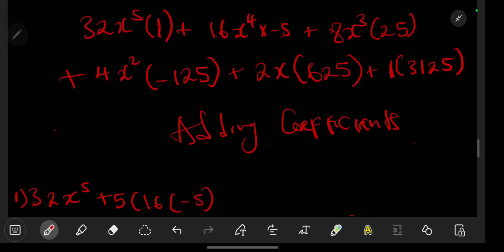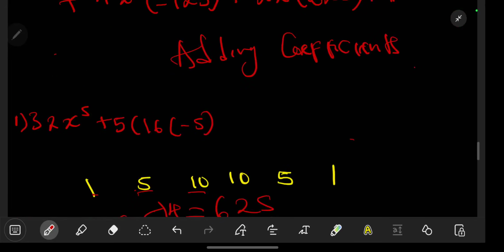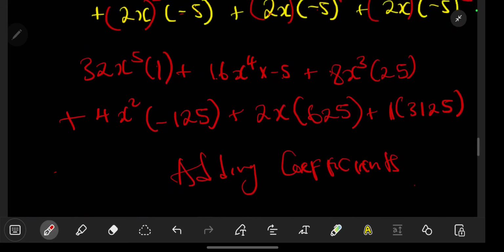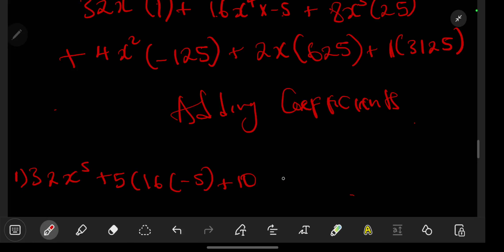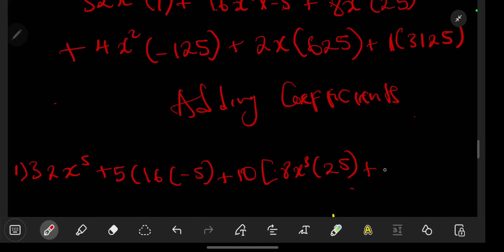Then the next one is 8x cubed. So we have our 10 first. We can write plus our 10. The next coefficient is 10. Then write whatever is there: times our 8x cubed times our 25. Then we have plus another 10, then our 4x to the power 2, times negative 125.